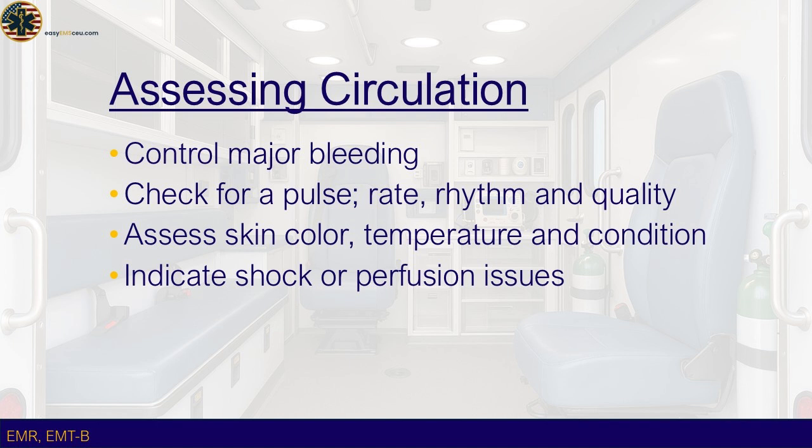A rapid, weak, and thready pulse can be an early indicator of hypovolemic shock, inadequate blood volume, while a slow and bounding pulse might suggest bradycardia or increased intracranial pressure. An irregular pulse could indicate an underlying cardiac dysrhythmia.